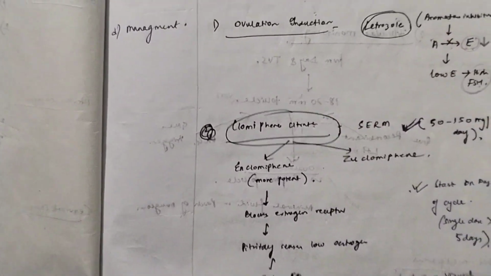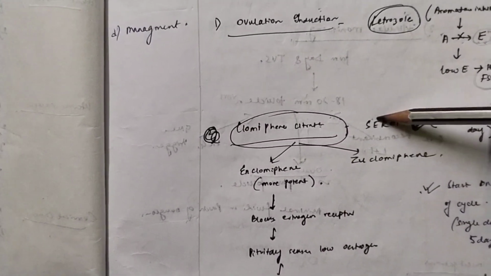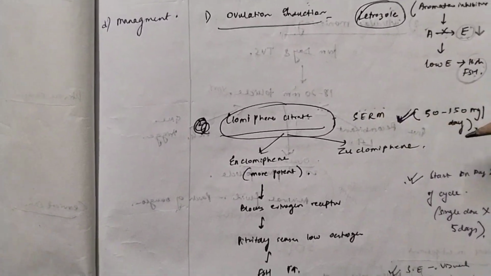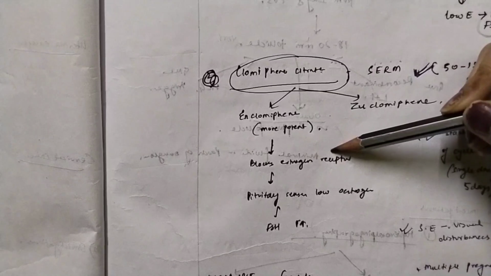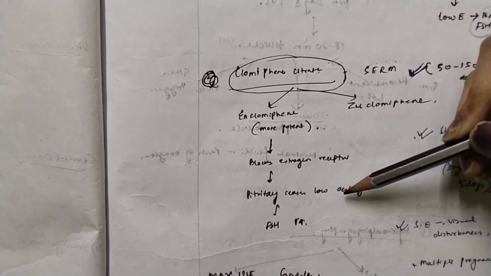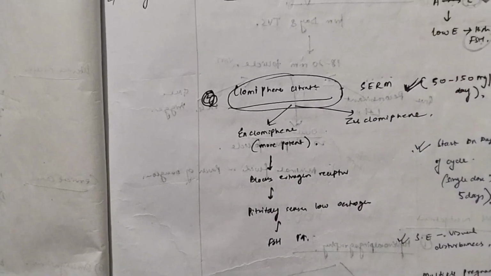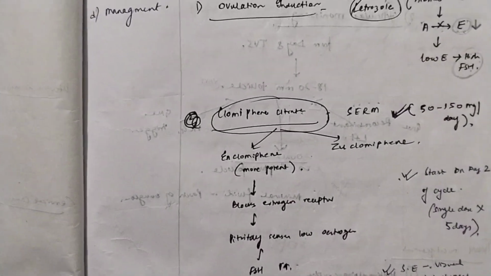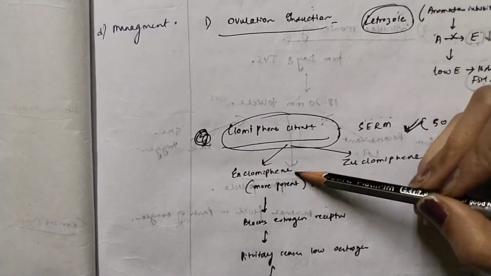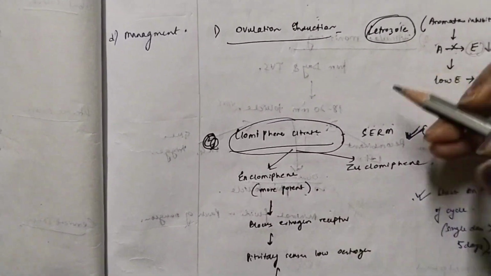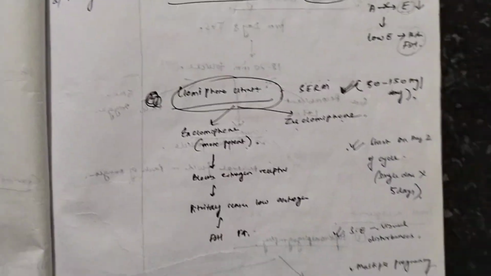Now coming to clomiphene citrate. This is a selective estrogen receptor modulator, or SERM. What it does is block the estrogen receptors. Pituitary thinks that there is low estrogen in the body. It will start producing more FSH. More FSH means more growth of the follicles, causing ovulation. In clomiphene citrate, we have 2 options: N-clomiphene, which is more potent than ZU-clomiphene.